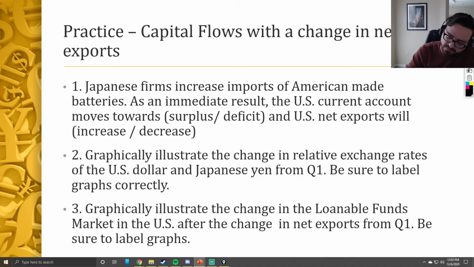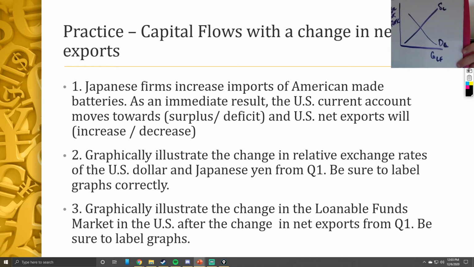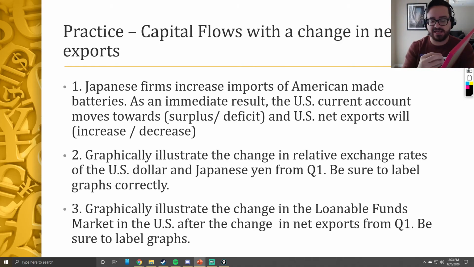Again, Japan is importing American-made batteries, so America is making money. So on my loanable funds market graph, sorry, I'm drawing it. On my loanable funds market graph, I would see an increased supply of loanable funds.